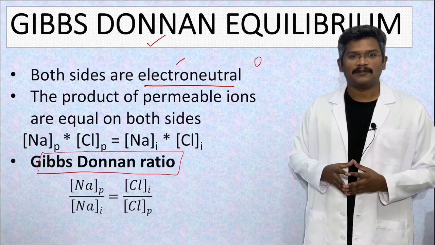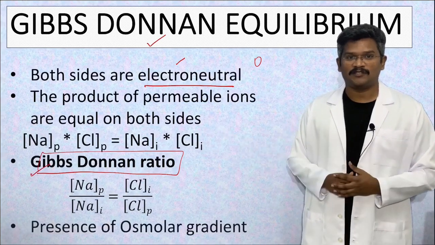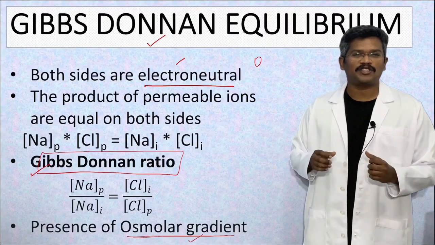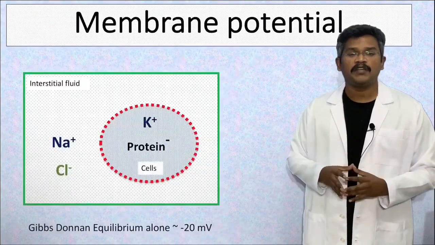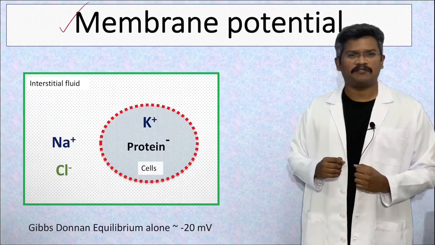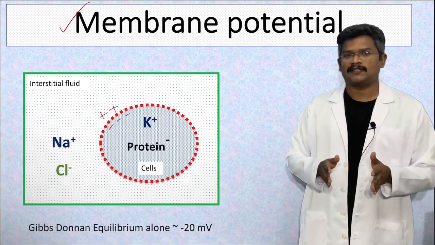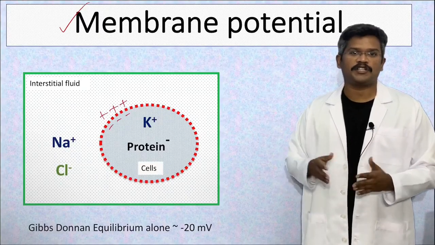At equilibrium, there will be a greater number of ions on the side with impermeant ions. This will result in an osmotic gradient. This Gibbs-Donnan equilibrium is not a true equilibrium because of the presence of the osmolar gradient. Gibbs-Donnan equilibrium also causes the development of a potential difference across a lipid bilayer. The lipid bilayer acts as a capacitor which stores charges, which is responsible for this potential difference.